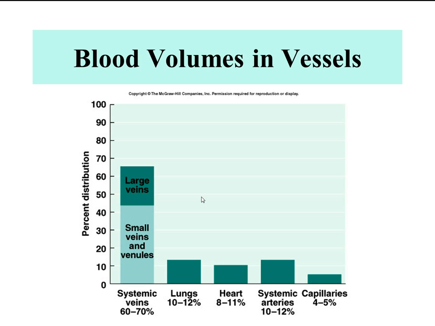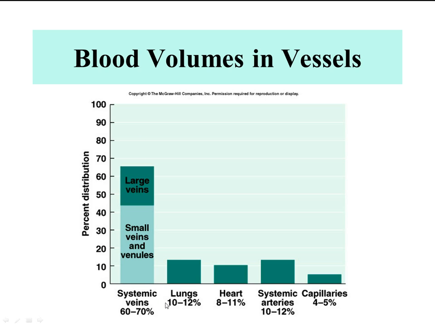Now look at this graph. Maybe you haven't seen a whole lot of graphs before, but here's a percent distribution of blood through the body from 0 to 100%. Look at where most of the blood is found. It's in systemic veins. The veins at any given time will have a much higher volume of blood in them than any other of the vessels.